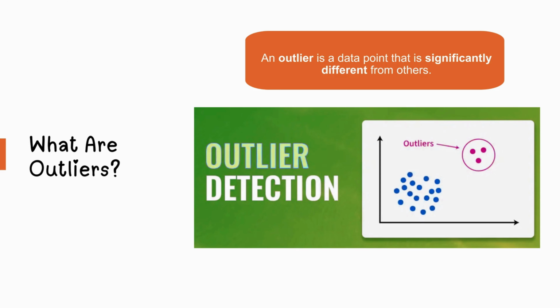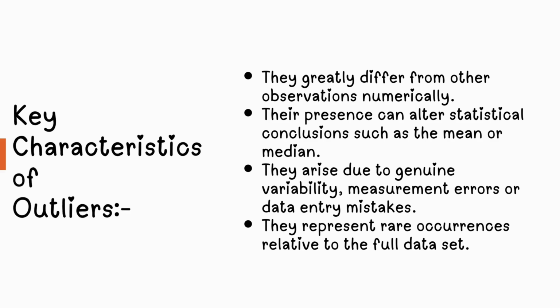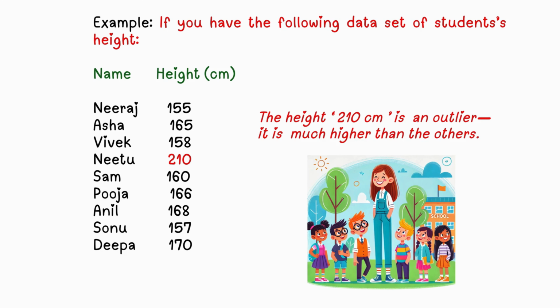Now let us talk about another very important concept in statistics, which is outliers. Outliers are those unusual data points that stand out from the rest. An outlier is a value that is significantly different from others in a dataset. It might be an extremely high or low value compared to the typical range. For example, if most students in a class are between 150 and 170 centimeter tall, someone who is 210 centimeter tall would be considered an outlier.